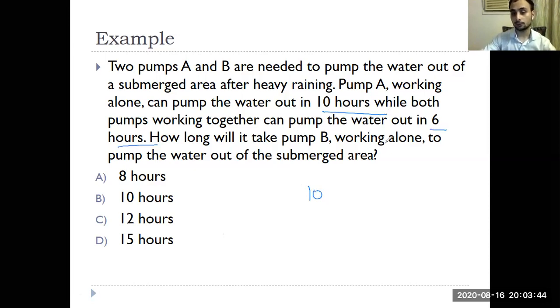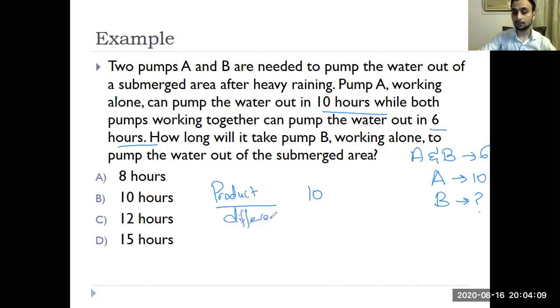And what are they asking you for? They are asking, pump B and A working together. A and B together can do it in 6 hours. A alone can do it in 10 hours, and they are looking for B. Now, what is our formula? Our formula is very simple. Product divided by, because alone time nikalna hai, difference. The product is simply going to be 10 into 6, and the difference is simply going to be 10 minus 6. So we have 10 into 6, 60 होता है, और 10 minus 6, 4 होता है.